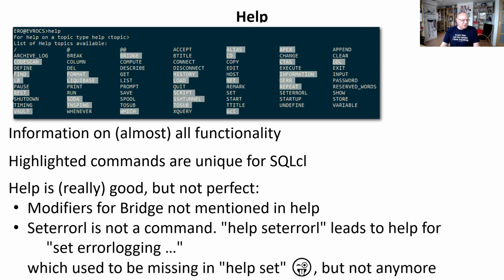And as you can see, there's a set errorl. It's over here. But set errorl is not a command, not in SQL*Plus and not in SQLcl. If you type in help set errorl, you will go to the help for set error logging. And it used to be that if you typed help set, then in the list of stuff that you could set, error logging was missing. But at least in 20.2, that one is added, so that's fixed.